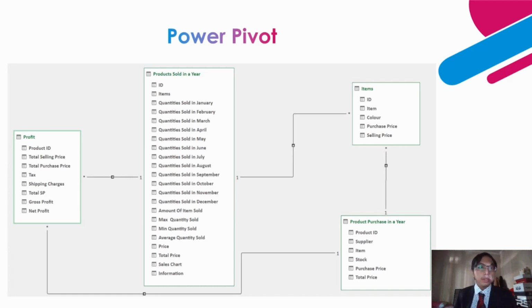And here are our power pivots that connect to each other from the profits, product sold in year, and then with the items and product purchased in year. And the product purchased in year is connected to profit as well.